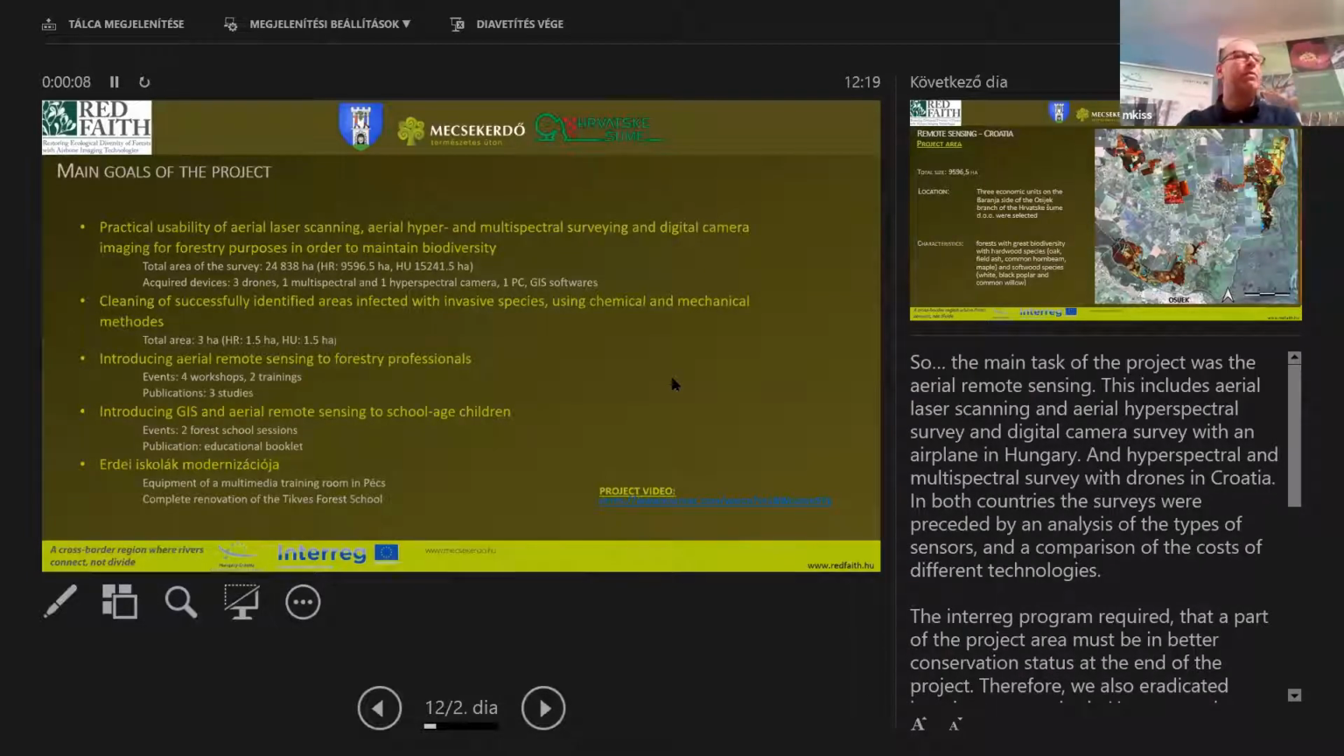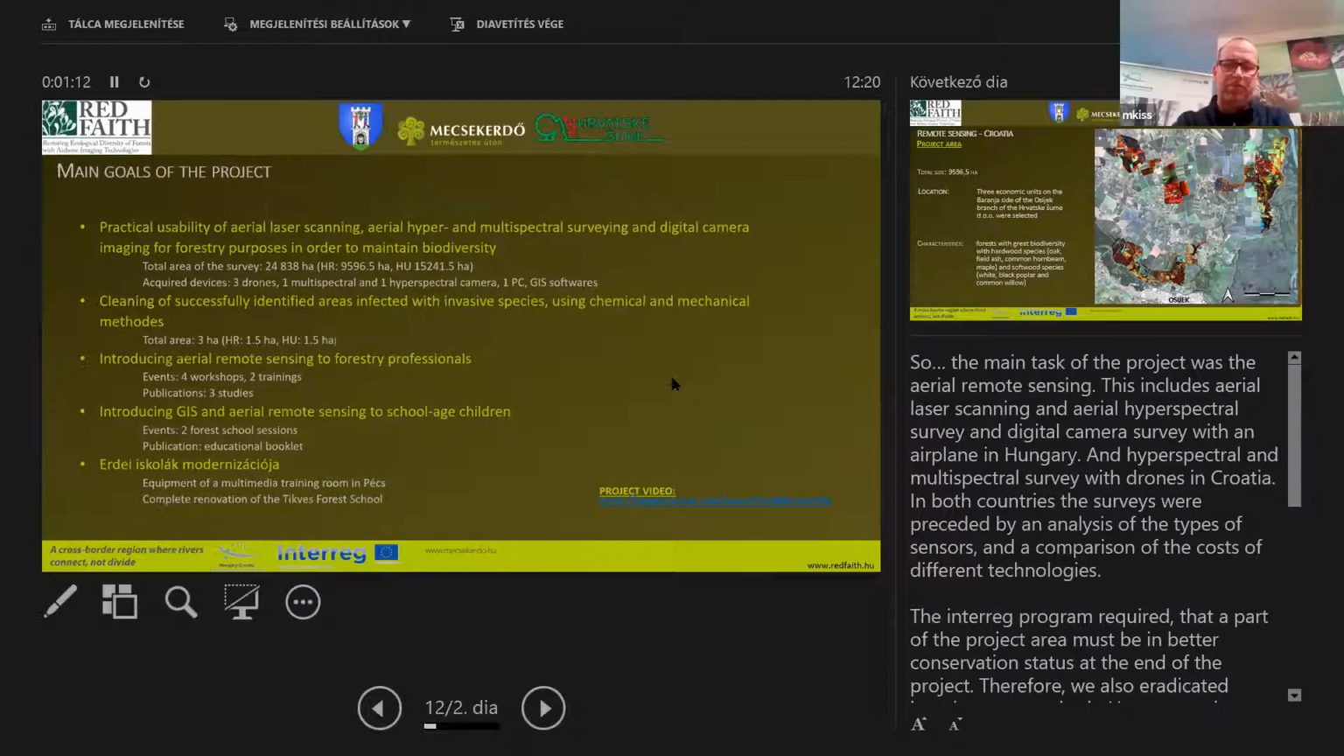Okay. So the main task of the project was aerial remote sensing. This includes aerial laser scanning, aerial hyperspectral survey and digital camera survey with an airplane in Hungary, and hyperspectral and multispectral survey with drones in Croatia. The Interreg project required that part of the area must be in better conservation status at the end of the project. Therefore, we also eradicated invasive tree species in Hungary and in Croatia in a highly infected area. We carried out studies and organized trainings and workshops for professionals. We also tried to introduce this very exciting and very complicated topic to school-age children, and we had a great opportunity to improve the condition of forest school education with renovation and purchasing educational devices.